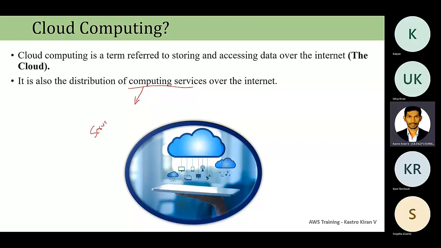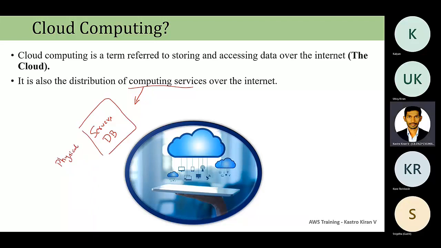Suppose the first form can be in the form of servers. As I said, if you want to create a website, you need servers for that. And then you need the database system to store all the data. Now these servers and databases usually are maintained as a physical infrastructure.